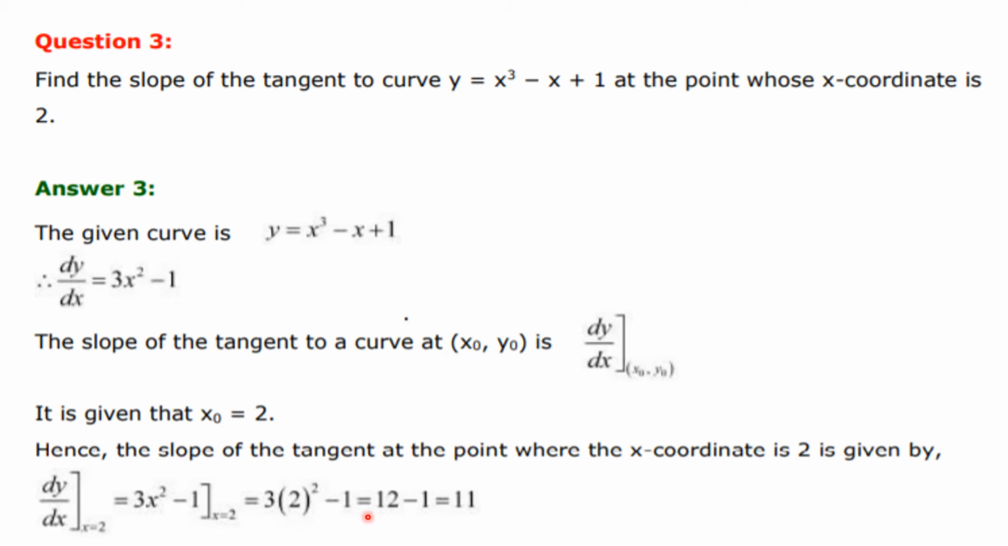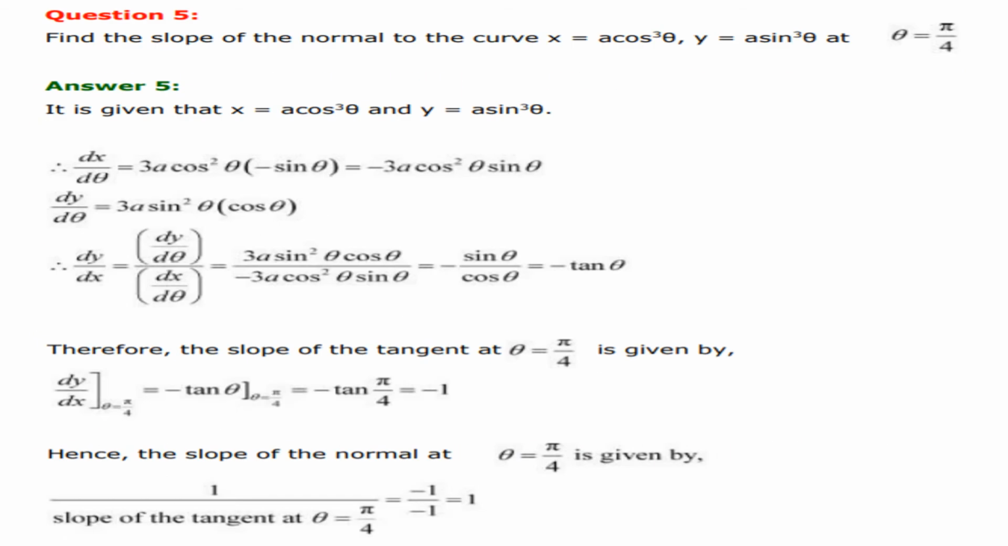Now we simplify the first term. What is the value of first term? 3 into 2 square means 4. 3 into 4, what will we get here? 12. 12 is the first term, minus 1. We wrote second term as it is. That is equal to 11. This number denotes the slope of the tangent to the given curve at the point whose x coordinate is 2. Understood? Now come to question number 5.